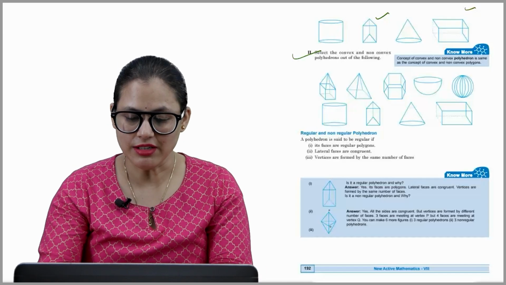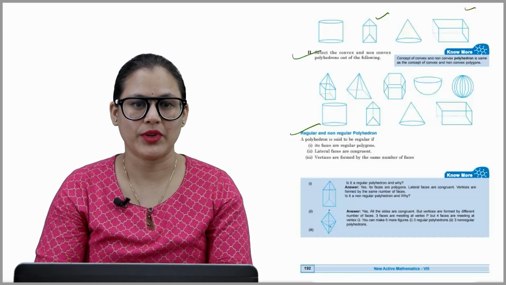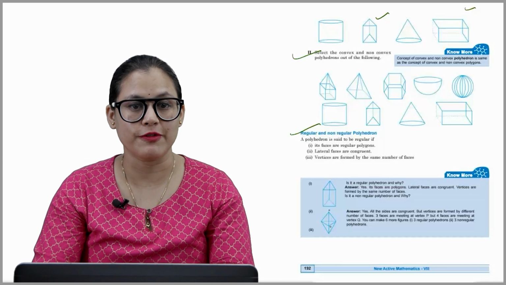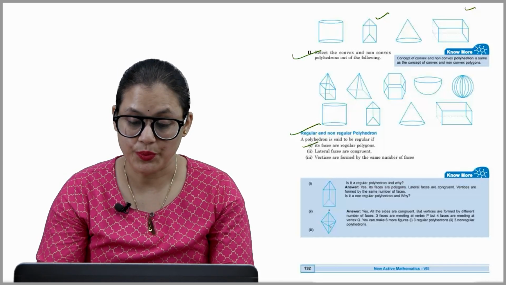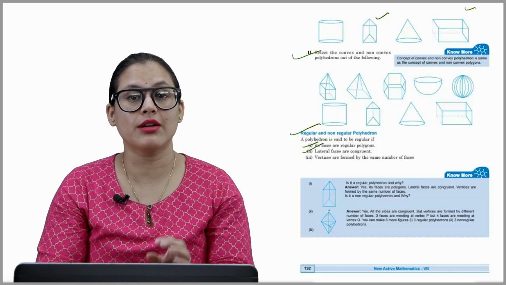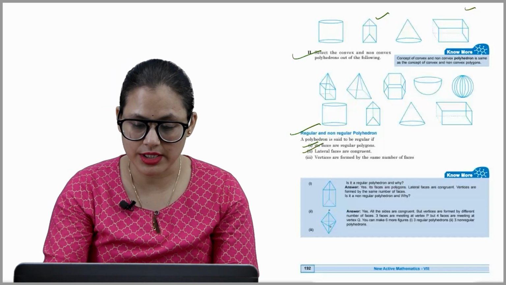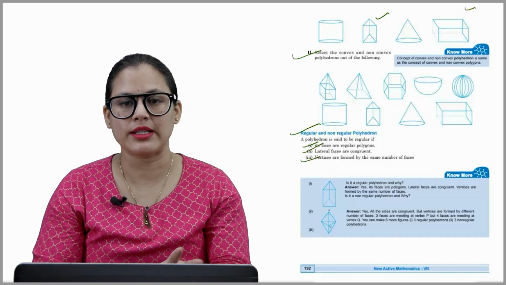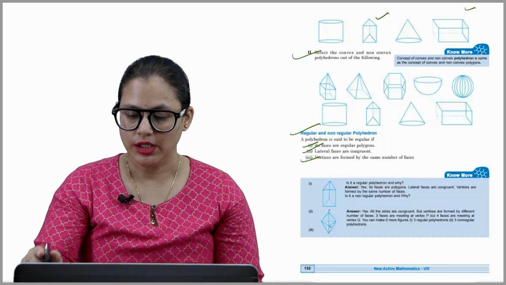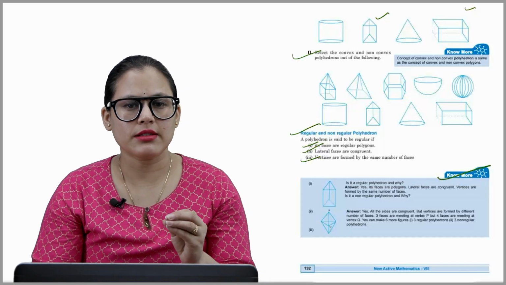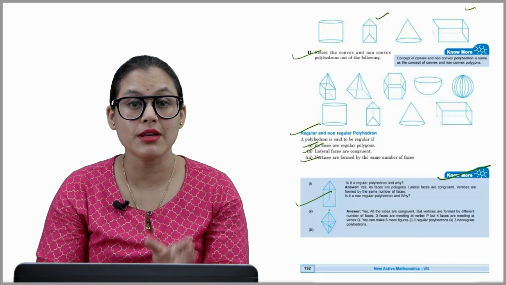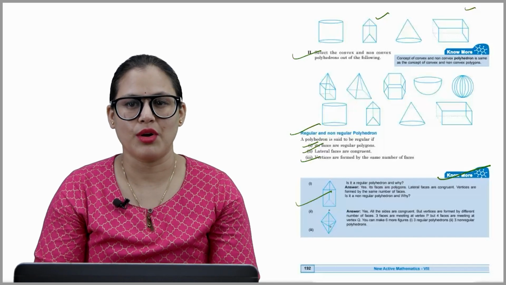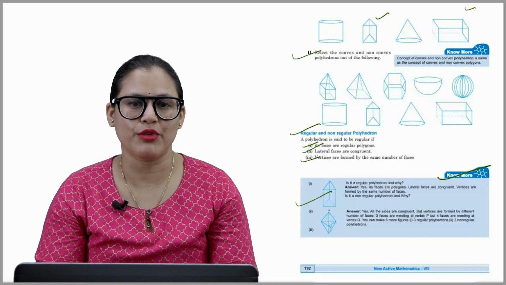Okay. Now regular and non-regular polyhedrons. A polyhedron is said to be regular if, number 1, its faces are regular polygons, number 2, lateral faces are congruent, and number 3, vertices are formed by the same number of faces. Okay. No more. Is it a regular polyhedron and why? This one. Answer: yes. Its faces are regular polygons, lateral faces are congruent, and vertices are formed by the same number of faces.